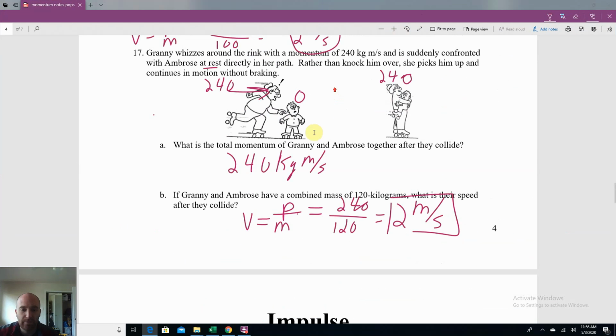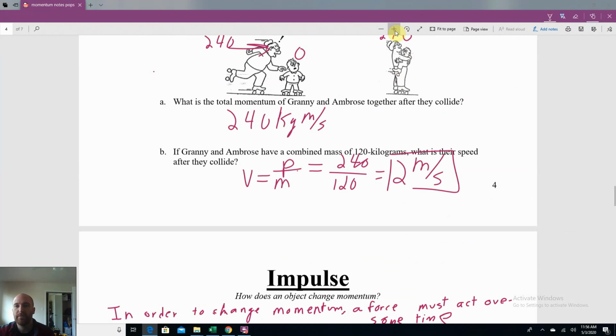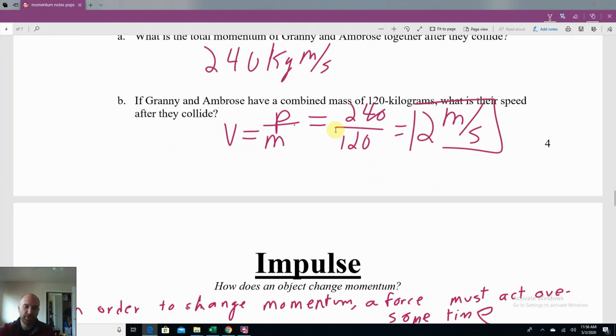Hey everyone, today we're going to wrap up our momentum unit by covering something called impulse, which is kind of the trickiest part of this whole topic, but we'll get through it. I think we'll be okay.